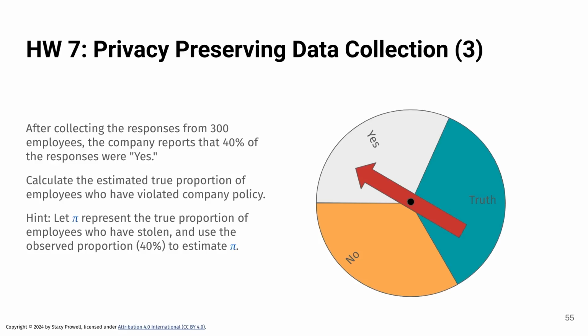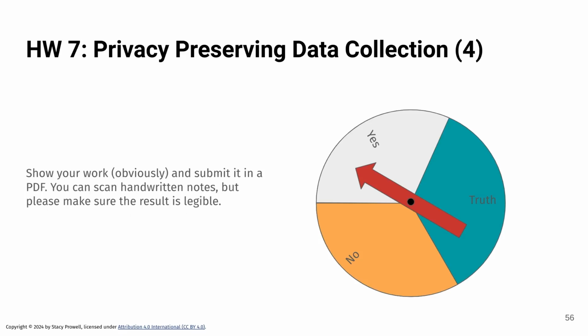Great. Your task is to calculate the estimated true proportion of employees who have violated company policy. Okay? Pi will be the true proportion, and you can use the observed proportion of 40% to estimate it. This might be a little tricky, so send me questions when you have them. Show your work, and submit it in a PDF. And you can scan, take photos of handwritten notes or whatever, but please turn it into a PDF at the end that is possible for me to read and submit it. And that's it.